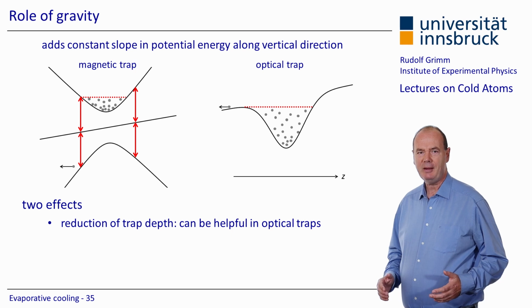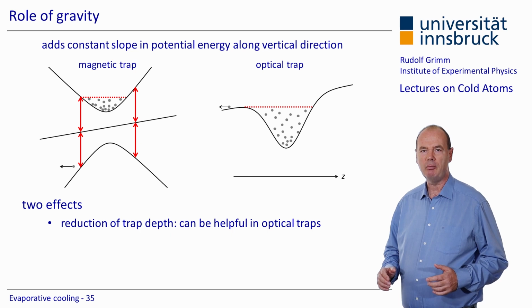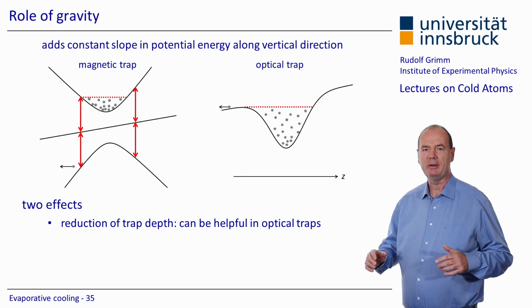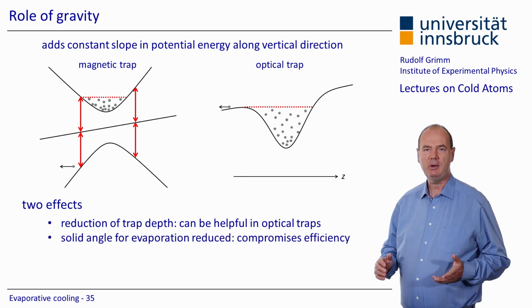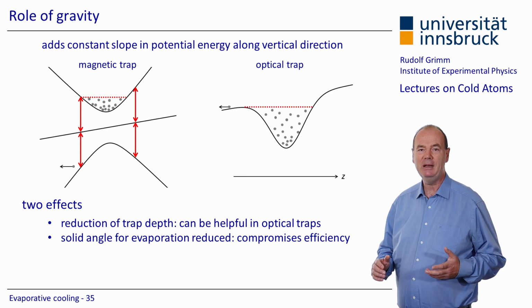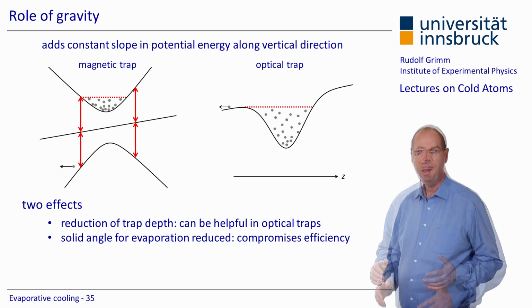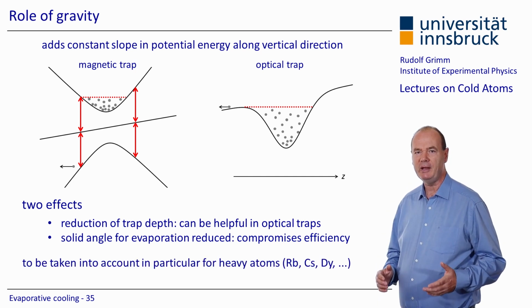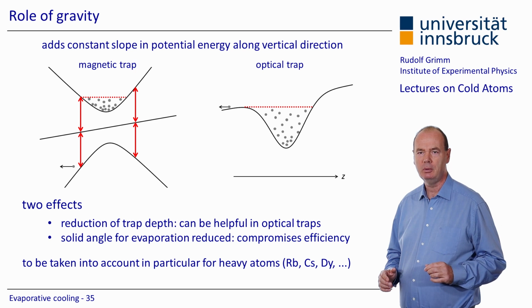The second effect is a reduction of the evaporation surface. Atoms are no longer removed in all directions, but they can only leave the trap through a hole at the bottom. This reduction of the evaporation surface can compromise the efficiency substantially, since atoms may suffer from inelastic collisions before they find the hole to escape. The effect of gravity has to be considered in any shallow trap used for evaporation, in particular if one works with a heavy atomic species.